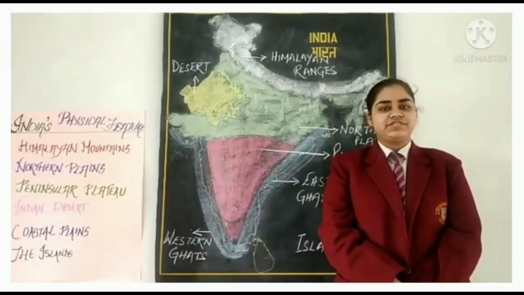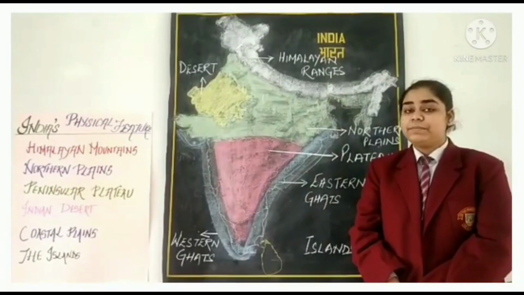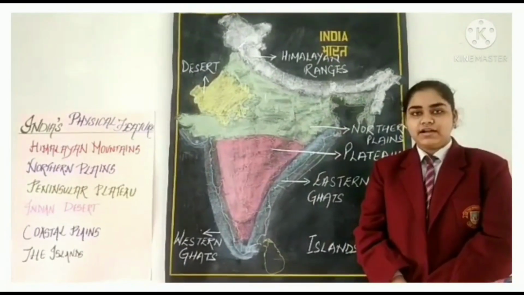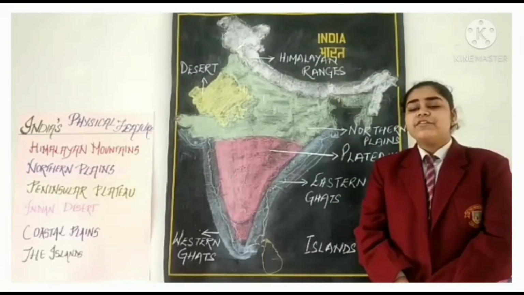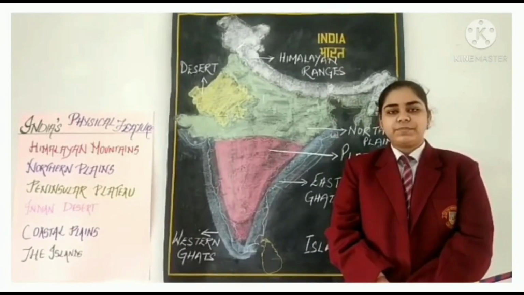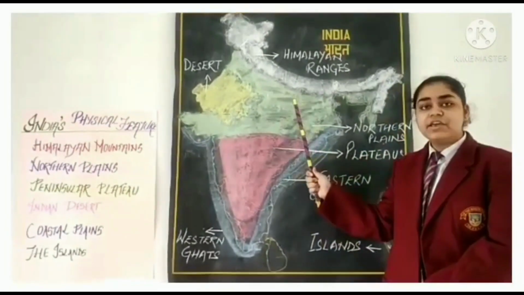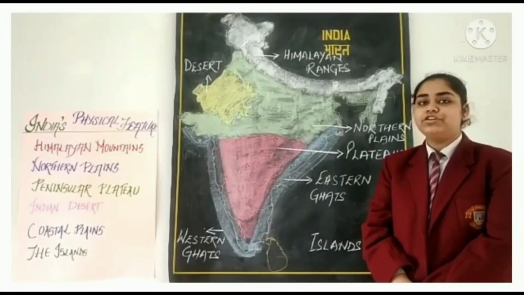The second physical division is the northern plains. The northern plains are basically formed by the 3 major rivers, the Indus, the Ganga, and the Brahmaputra. For thousands of years, these rivers, along with their tributaries, have deposited alluvial soil on the foothills of the Himalayas, forming the most fertile plains, the northern plains.